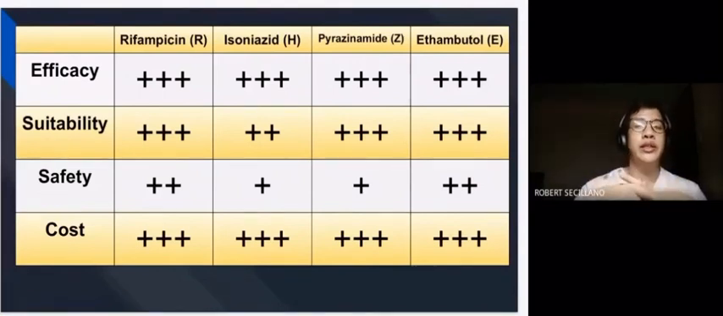Next, isoniazid. It inhibits synthesis of mycolic acid, which is essential in the cell wall of the mycobacterium. So, yeah. Next is pyrazinamide. I placed also 3+.